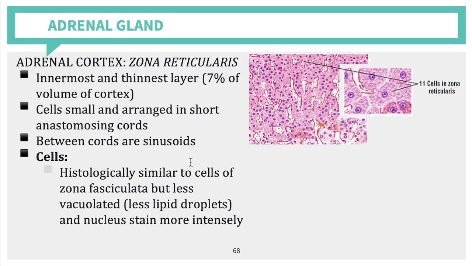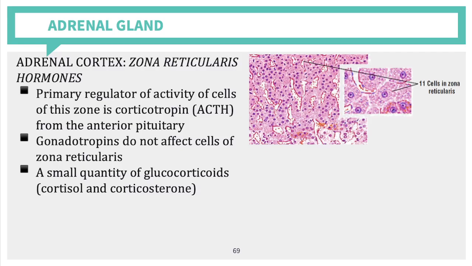Cells are histologically similar to cells of the zona fasciculata, but less vacuolated, with fewer lipid droplets, and the nucleus stains more intensely. Again, what will be the hormones produced by your adrenal gland? The primary regulator of activity of cells of this zone is your corticotropin or your ACTH from your anterior pituitary. Gonadotropins do not affect the cells of your zona reticularis, okay? It produces a small quantity of your glucocorticoids, your cortisol and your corticosterone.